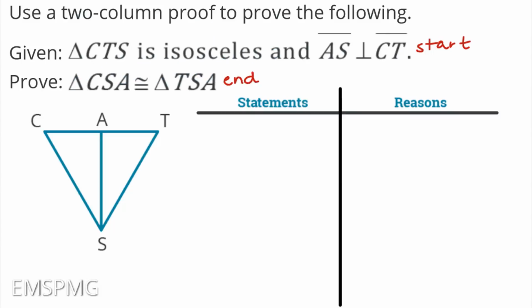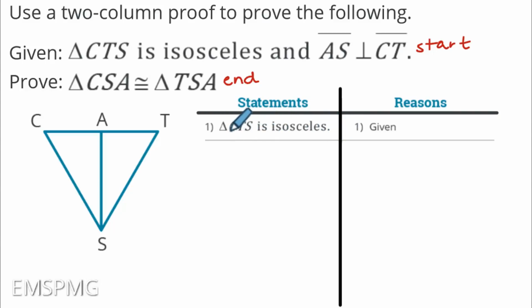This is the answer. So starting in the table, let's go ahead and put the first piece of information. Triangle CTS is isosceles. We know that is true because it was given to us. Now, a very important way to do your proofs is step by step. Use step 1 to help you create step 2.